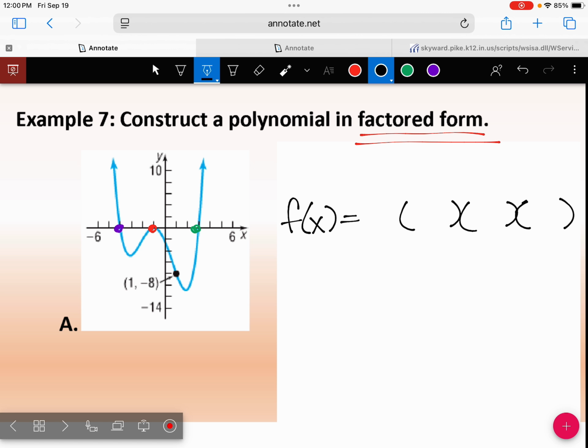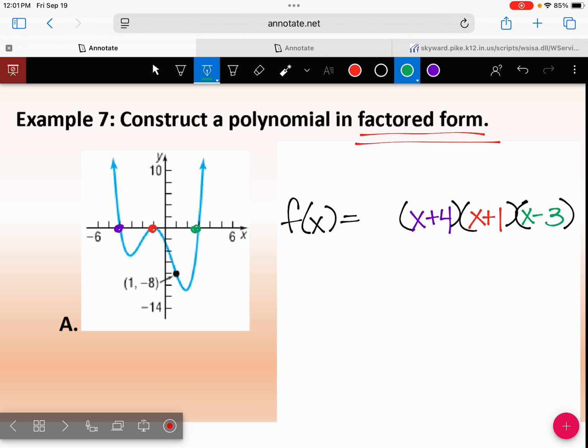Now remember, when you go from the 0 to the factor, what happens to the sign? It flips. So at this purple dot, which is at -4, the factor will be x plus 4. At my red dot, which is -1, that gives me a factor of x plus 1. And at my green dot, which is +3, I have a factor of x minus 3. But for one of these, it doesn't cross through. It bounces.